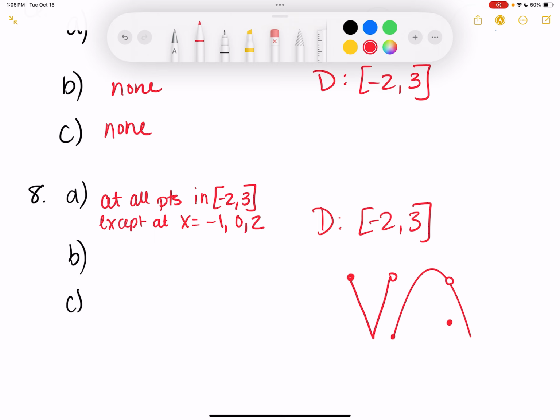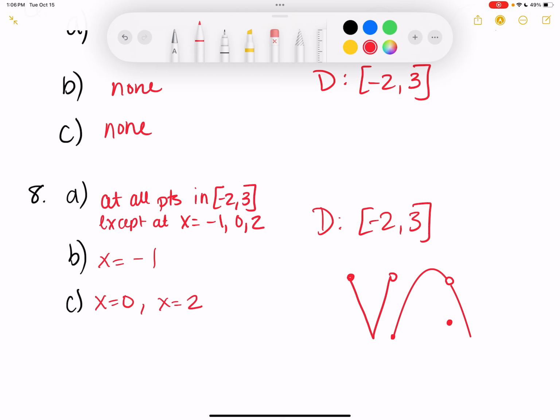Where is it continuous but not differentiable? X equals -1. Are there any points where it is neither continuous nor differentiable? You got this one, Virginia. Confidence, Virginia. X equals 0 and x equals 2. So B takes out anything that's continuous but not differentiable. So basically any of these points that are left over have to go here.